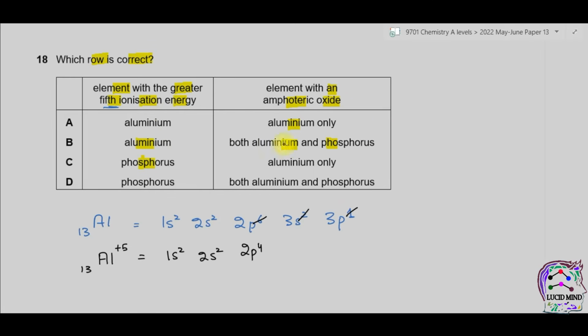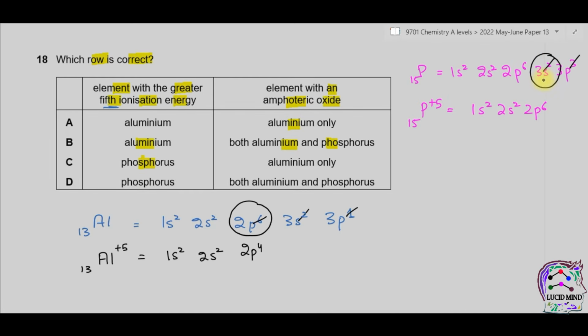Let's do the second one. We have phosphorus. Phosphorus is 15. 1s2, 2s2, 2p6, 3s2, 3p3. So in order to remove 5 electrons, again we need 3 from this, 2 from this. So 5 electrons are lost. Now P5+ will be there. It is equal to 1s2, 2s2, 2p6. Now in both of them we can see the fifth electron is removed from 2p in aluminum, while the fifth electron is removed from 3s in phosphorus.